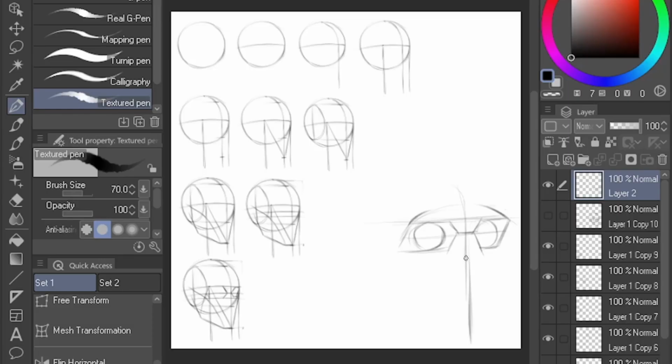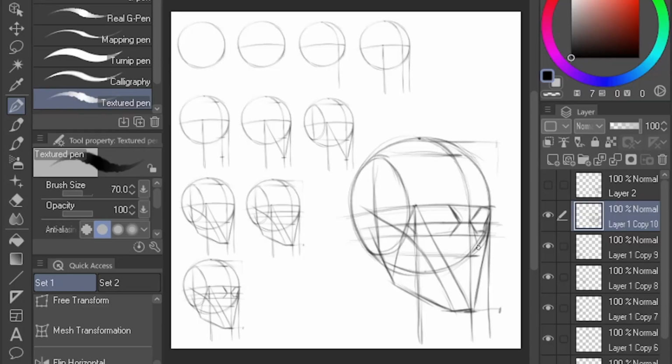Now for the nose, I'm gonna draw the basic shapes. And for now, I'm gonna draw two circles which indicate the eyeballs, and the eyeballs sit in the sockets of the eyes and on the center line we determined before.